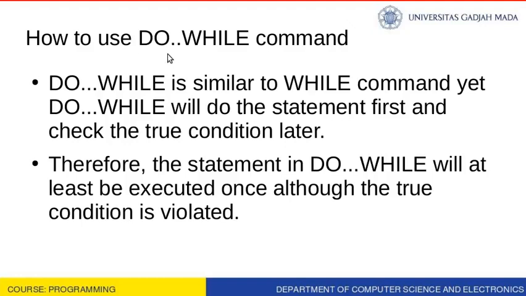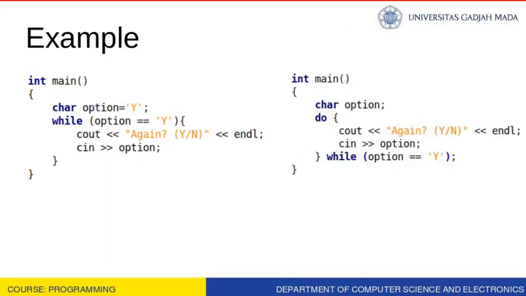How to use the do while command. So do while is similar to while, yet do while will do the statement first. This is the key: the statement will be done first, and checking the condition comes later. Therefore, the statement in do while will at least be executed once, although the condition is violated or the condition is false. So let us see an example.